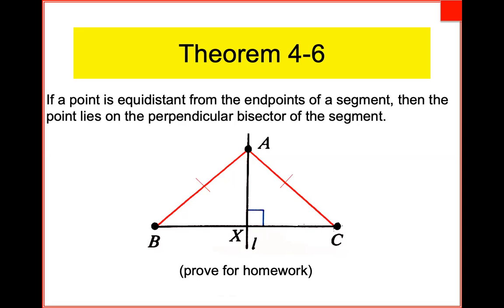Therefore, that's congruent to that. Therefore, the two measurements equal each other. Therefore, this angle is congruent to this angle. Therefore, they're both 90. Easy, easy, easy, if you pay attention.